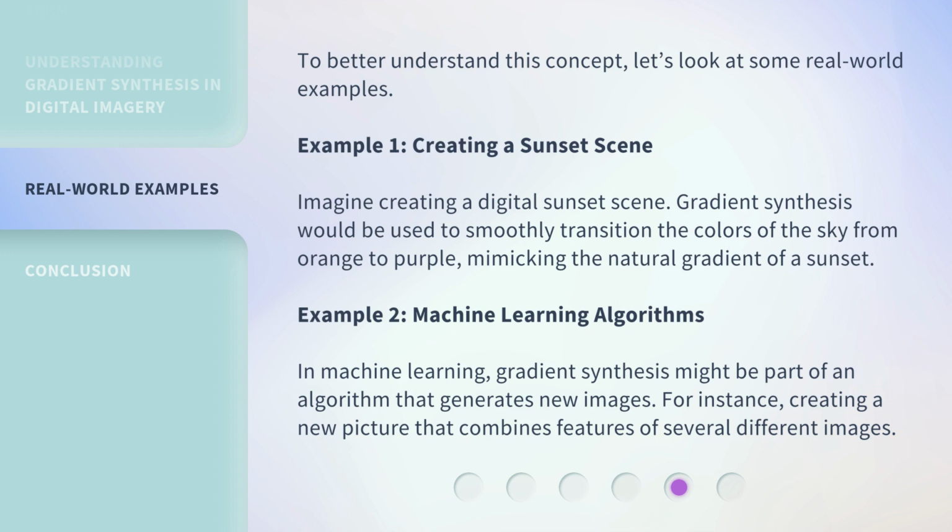Example 2. Machine learning algorithms. In machine learning, gradient synthesis might be part of an algorithm that generates new images. For instance, creating a new picture that combines features of several different images.